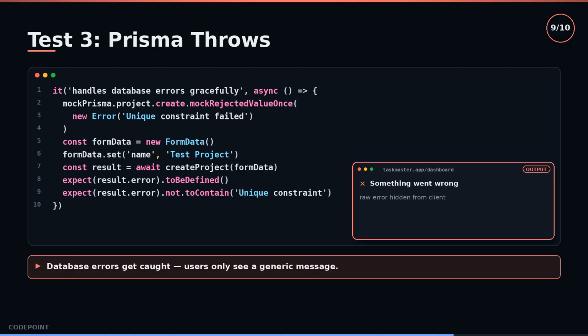Prisma throws a database error. Verify your handler catches it. Verify the error message returned to the user is generic, not the raw database error which would leak schema details. This is the code path that protects your users.